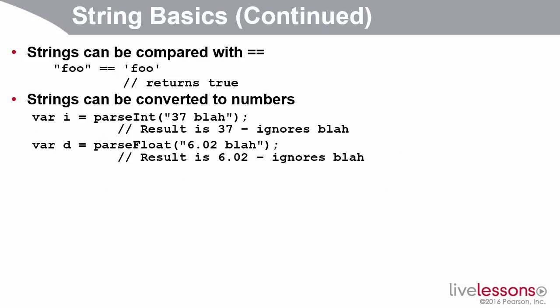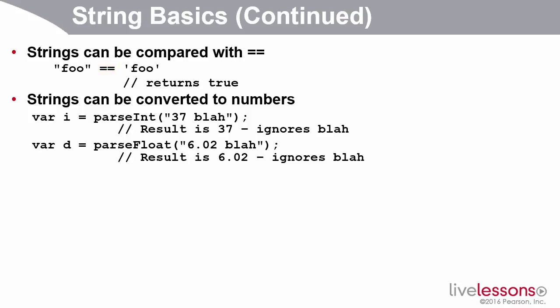A next feature of strings is they can be compared with the equals equals operator. This is a little different than in other programming languages, but it seems very natural. Equals equals says, do two strings look alike? It's not asking, what we'll see later when we get to objects with triple equals, are they the same object in memory? Doesn't matter whether they're the same object in memory. Equals equals just says, do the two strings look alike? Do they contain the same characters?